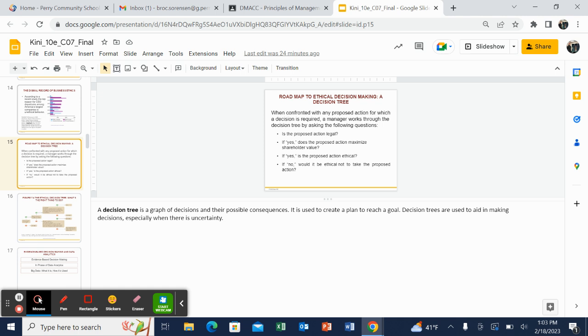So, is the action legal? If yes, does the action maximize shareholder value? If it's a yes, is the proposed action ethical? If no, would it be efficient, or excuse me, ethical. Would it be ethical not to take the proposed action? So this is the decision tree that a lot of managers nowadays have to go through when making those decisions.